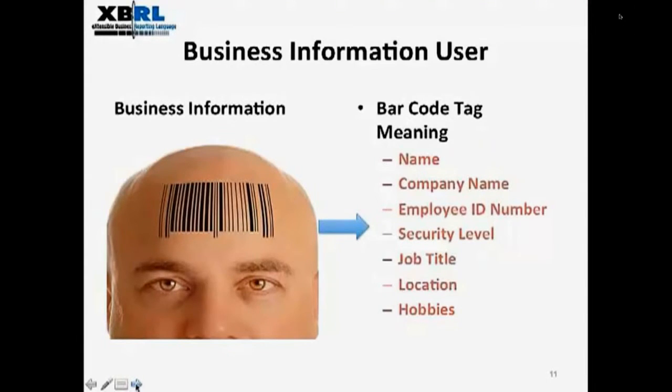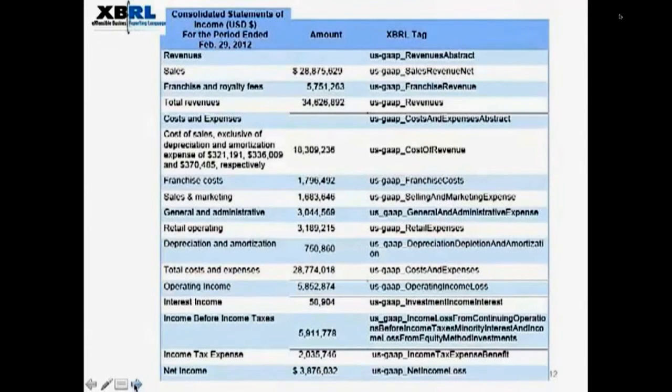Let's take a look at another example. Let's say we have a business information user who has an employee badge with a barcode on it. The barcode contains the tag with the meanings of name of the person, company name, employee ID number, maybe the security level, job title, location, and hobbies.